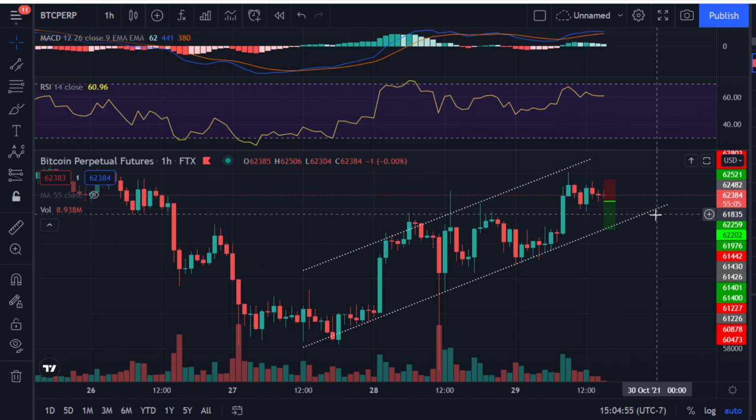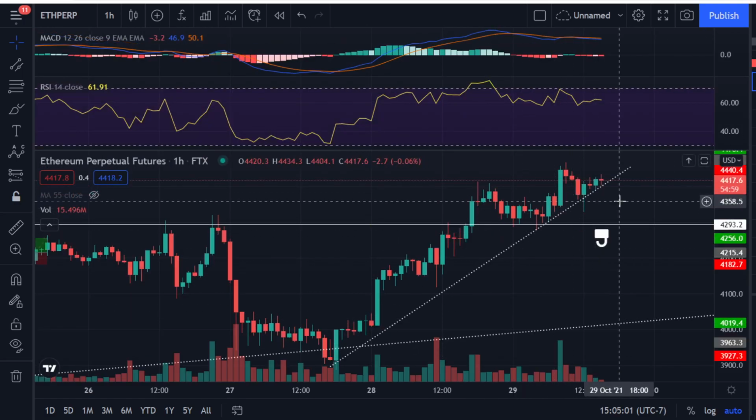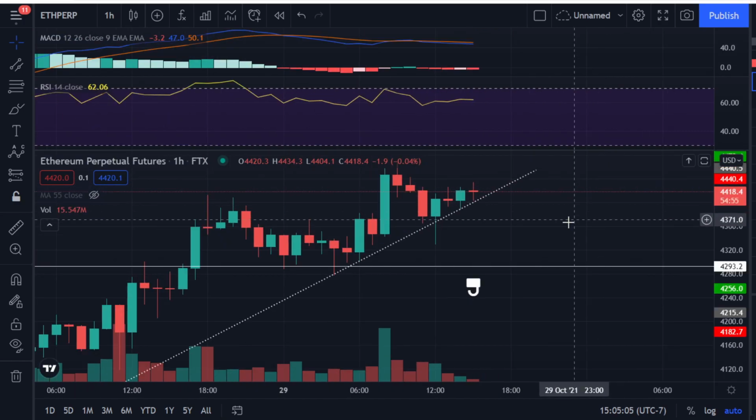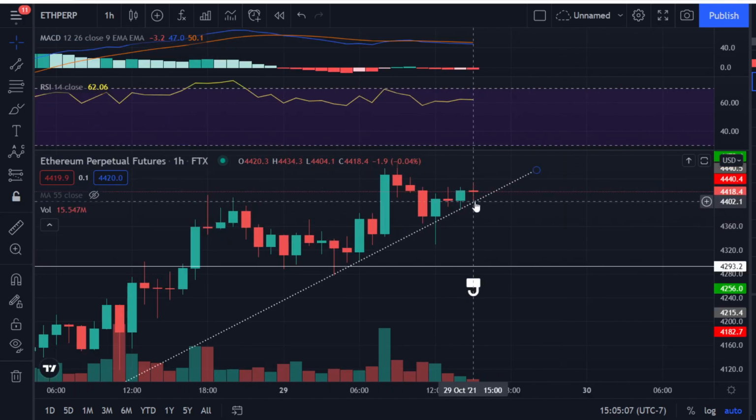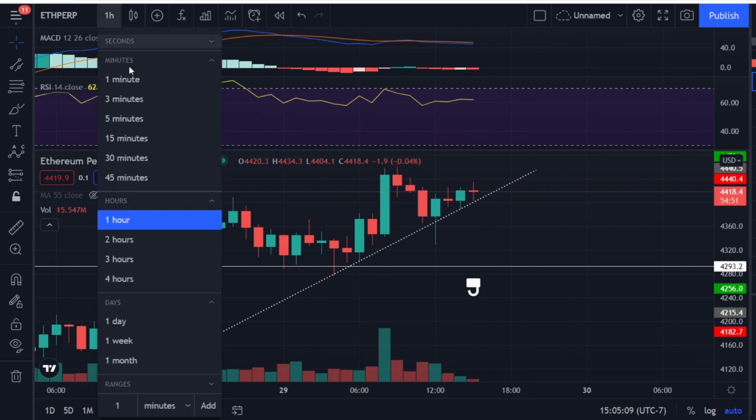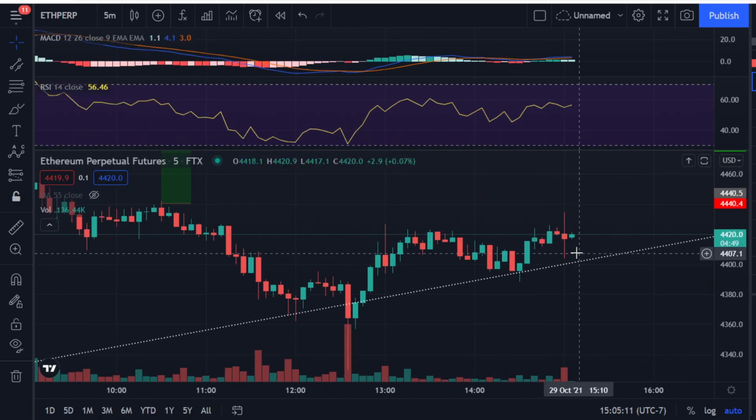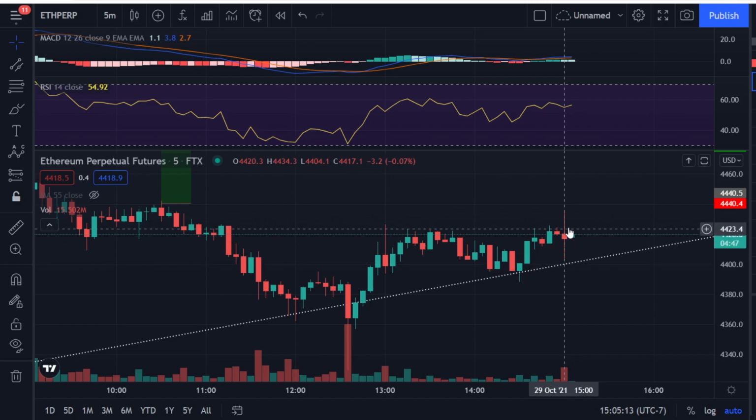Obviously, we're not taking that short. We'd probably be looking to catch a long off the bottom of this trend line here. The exact same thing that we were talking about and thinking about here. And now we've actually gotten a push to the bottom of this trend line. Wow, it did that much in 5 minutes. Wow, strong move here.